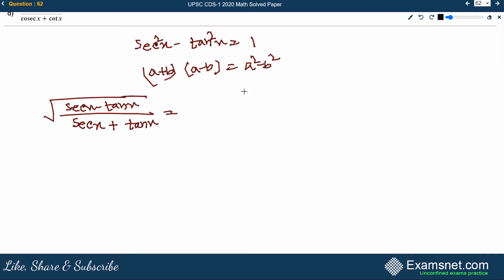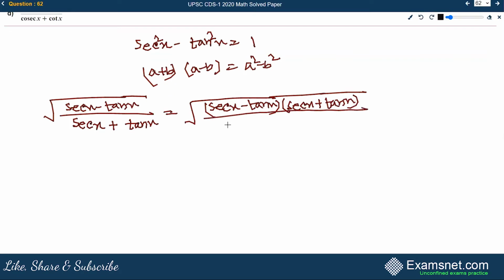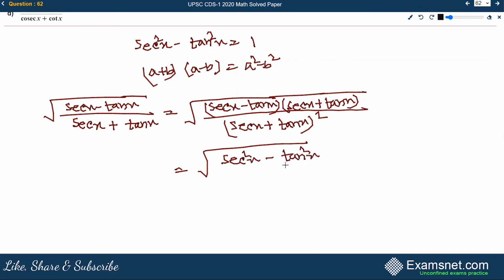So here we are given (sec x minus tan x) by (sec x plus tan x). If we multiply both numerator and denominator by sec x plus tan x, it will become (sec x minus tan x) multiplied by (sec x plus tan x) by (sec x plus tan x) whole square. Here we can see it is in the form of (a plus b)(a minus b), so we can write it as a square minus b square, that is sec square x minus tan square x by (sec x plus tan x) whole square.